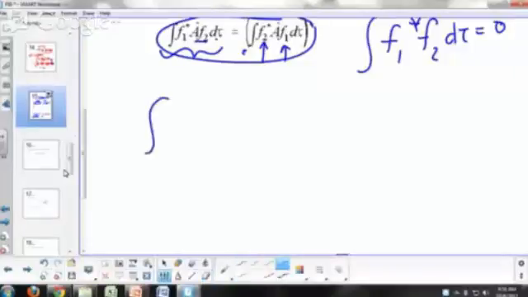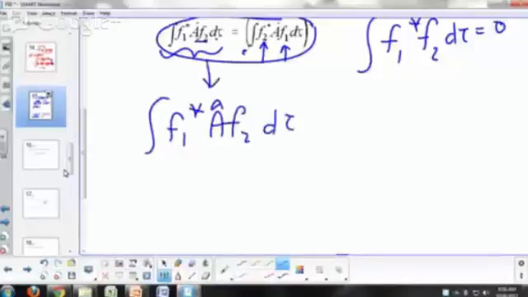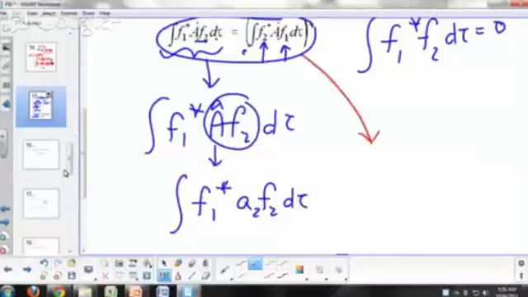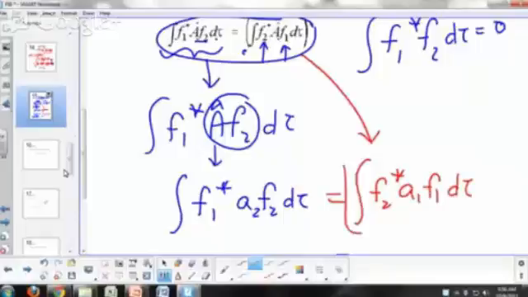Okay, so integral of f1 star a hat f2 d tau, this left-hand side right here, what's that equal to? It's going to be f1 star a2 f2 d tau, correct? So if I apply operator A on f2, that's what I'll get. And this thing on the right-hand side is equal to the left-hand side because A is Hermitian. So that's going to give me f2 star. What's a hat applied on f1? Gives you a1 f1 d tau. And then this whole thing on the right-hand side, we have to take the complex conjugate.